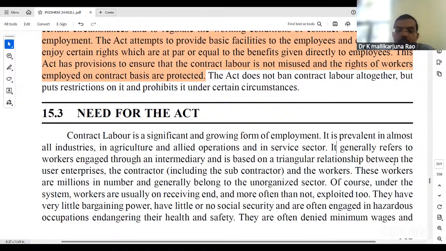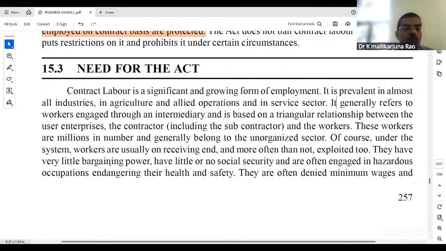So we can find both are contract laborers in unorganized sectors, right? Of course. These are the systems that usually exploit them, and they have very little bargaining power. Compared to direct labor, these contract laborers do not have the same bargaining power and have little or no social security, and are often engaged in hazardous occupations like chemical factories or coal mines or some chemical industries.